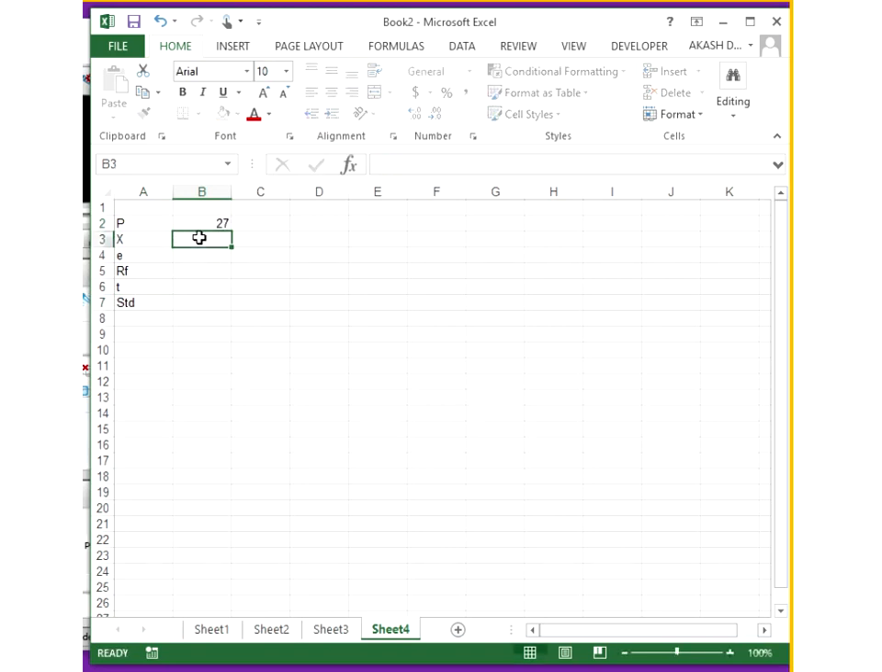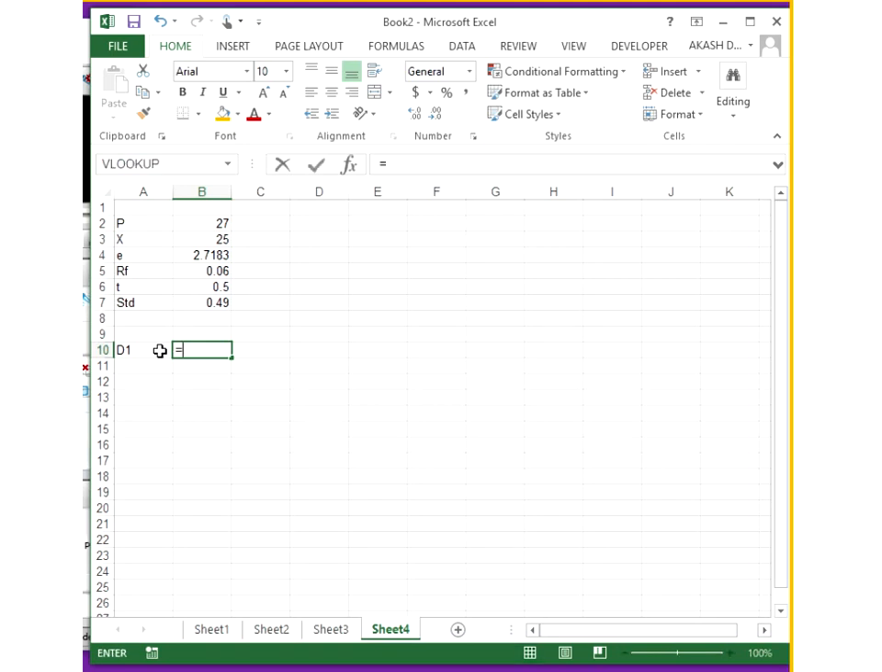So price is 27, X is 25, E is 2.7183. The risk-free rate is 0.06, which is 6%. Time is 0.5 years, and standard deviation is 0.49. Okay, so let me calculate D1.